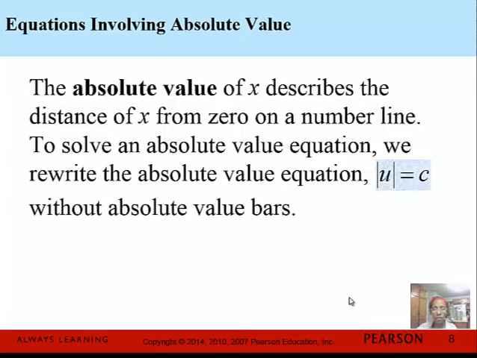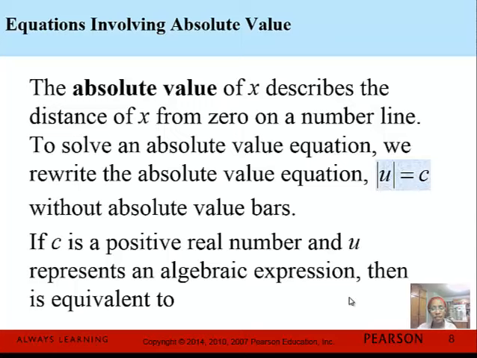So here's an example of an absolute value equation: the absolute value of u is equal to c. If c is a positive real number and u represents an algebraic expression, then the absolute value of u equals c is equivalent to u equal to c or u equal to negative c. Looking at it symbolically, the zero product principle basically says that if A times B is 0, then A is 0 or B is 0.